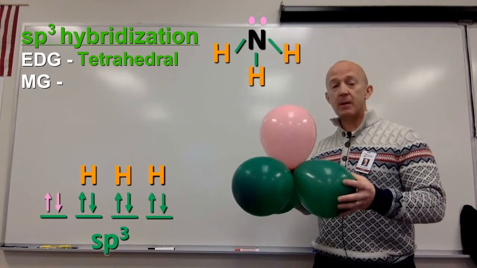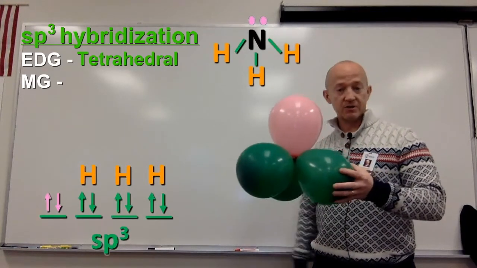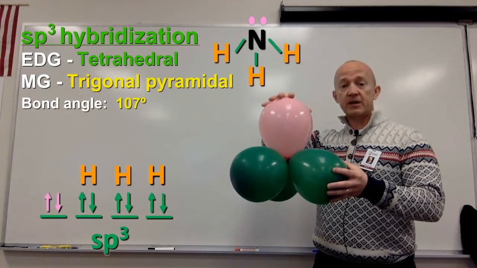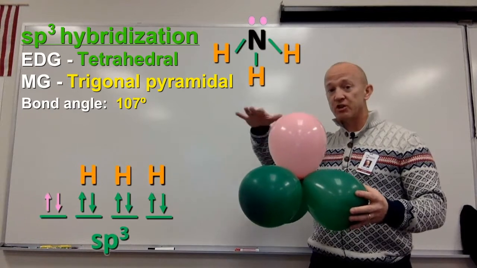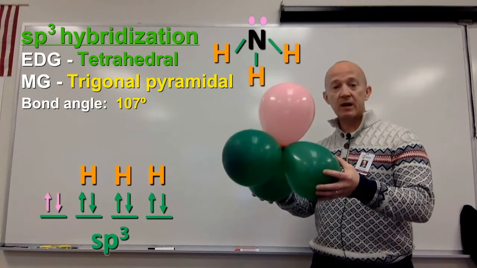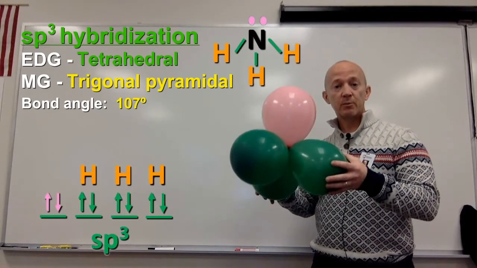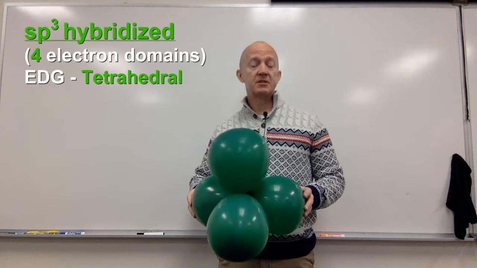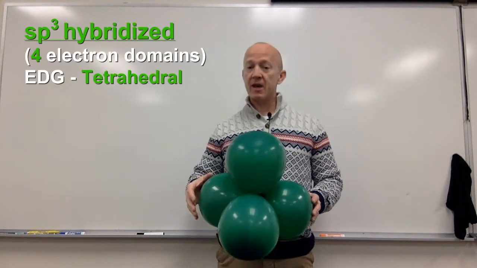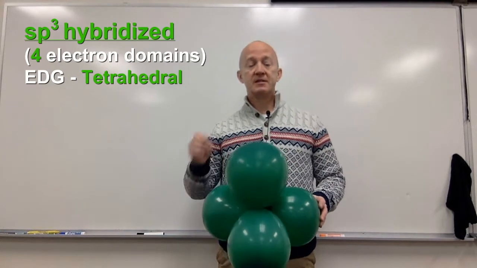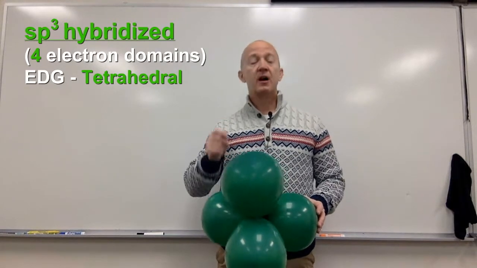But the molecular geometry is not tetrahedral. We only consider the bonding electrons, don't we? This additional pair of unbonded electrons serves to repel the other 3. So it doesn't have a trigonal planar shape. Rather, it pushes it into a pyramidal shape. Therefore, we call this trigonal pyramidal. So, to sum up this section, anytime we have 4 regions of electron density around an atom, we say that that atom is sp3 hybridized and has an electron domain geometry of tetrahedral.